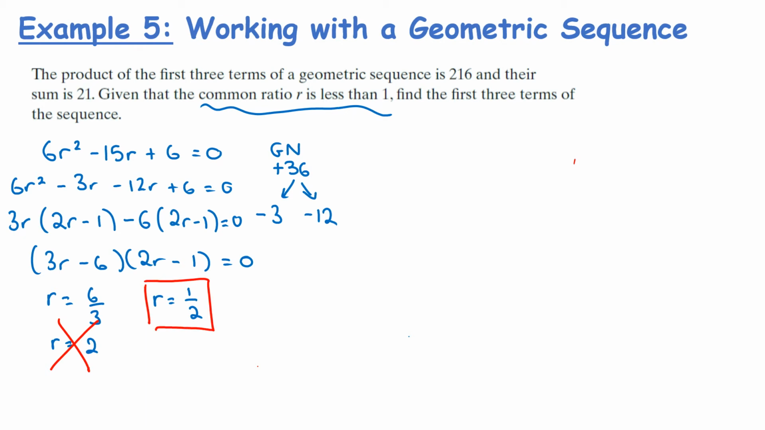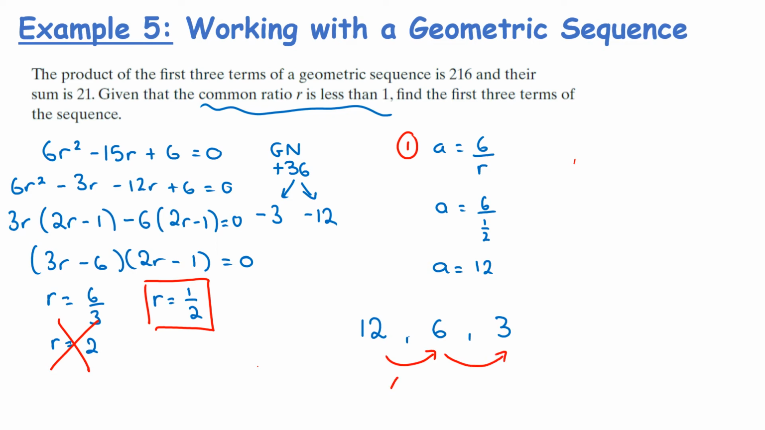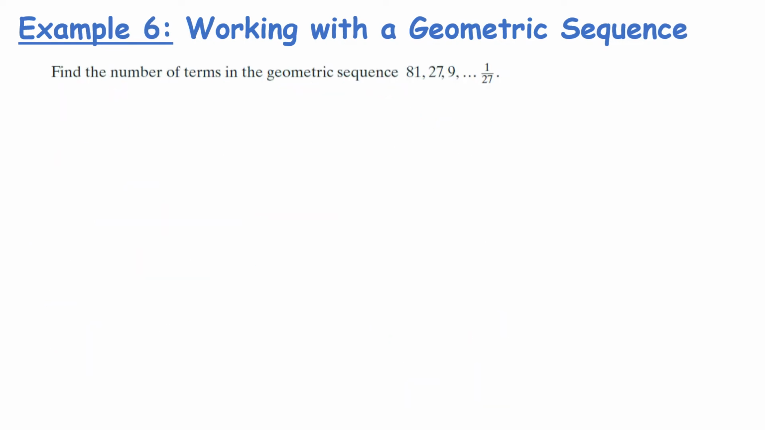So going back to equation 1, we had that a was equal to 6 divided by r. So therefore a is equal to 6 divided by a half, which is the same as 6 times 2, which is 12. So now we can set up our sequence. We start at 12, our next term is half, so that's 6, and our next term is half, so that is 3. So very much working with all of our algebra techniques in these questions. When we see geometric come up, it's a nice question to involve a lot of other techniques from other areas in the course.